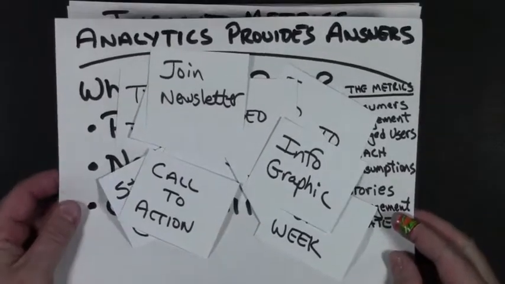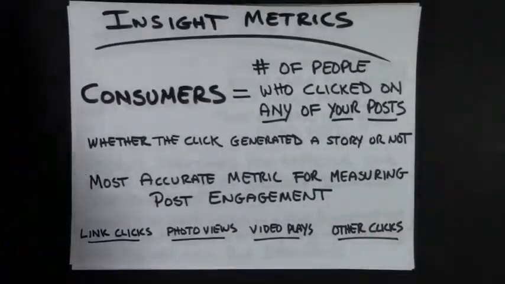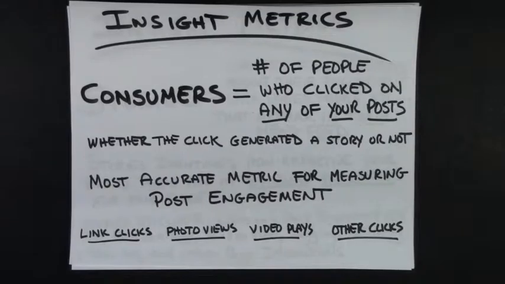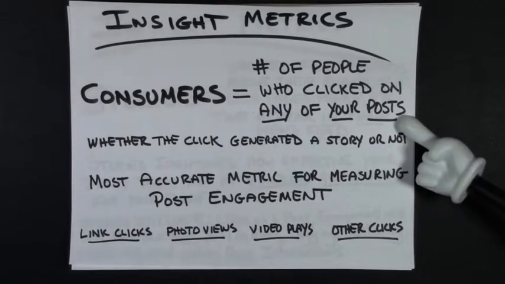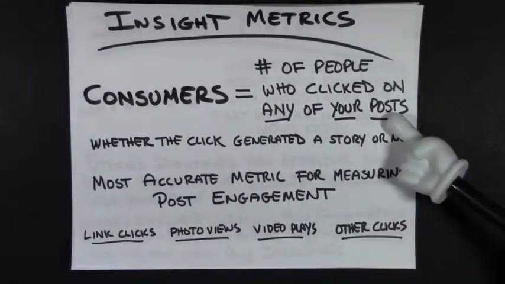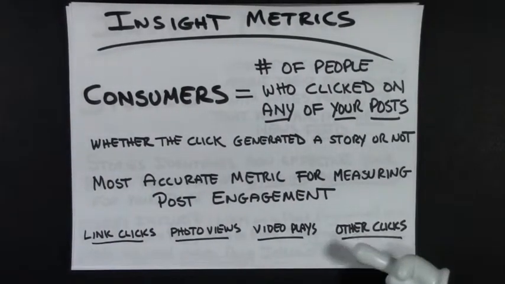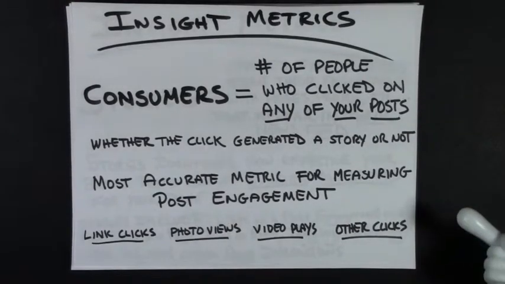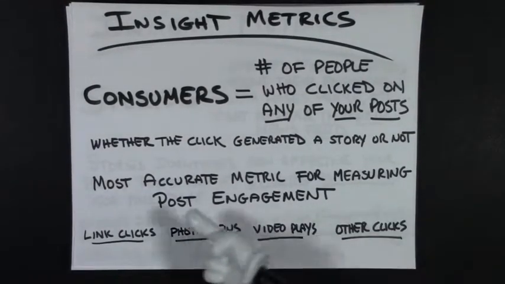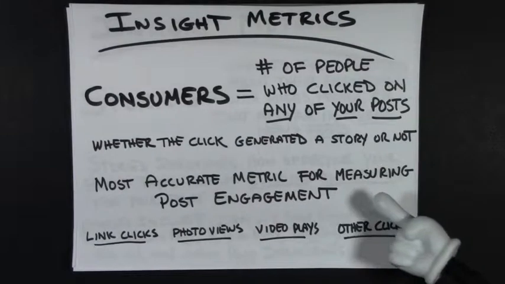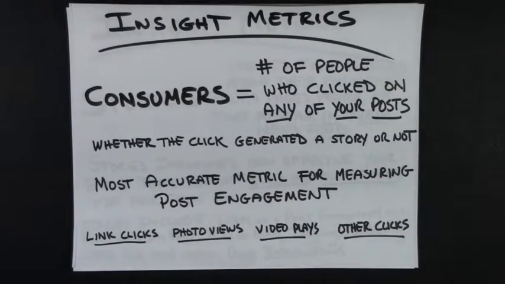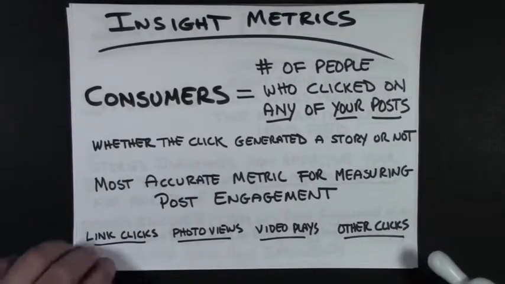So let's take a look at the performance metrics that we get with Insight Metrics from Facebook. Let's start with the first one, consumers. Consumers are the number of people who clicked on any of your posts, whether that click generated a story or not. We'll tell you what stories are in a minute. It is the most accurate metric for measuring post engagement. It tracks things like link clicks, photo views, video plays, and other clicks would include stories.